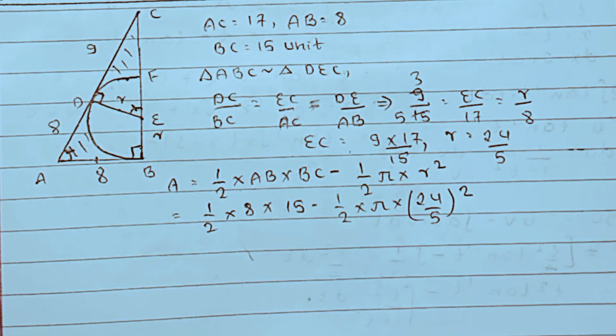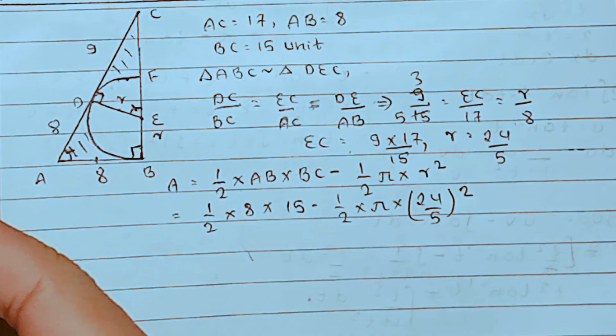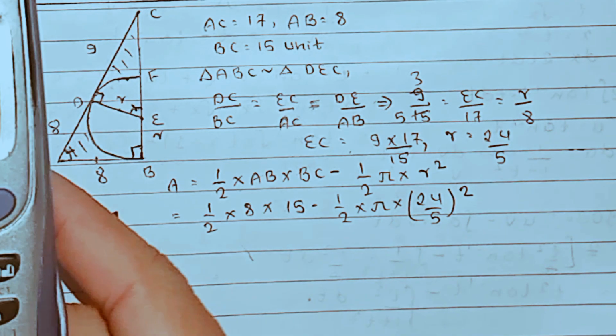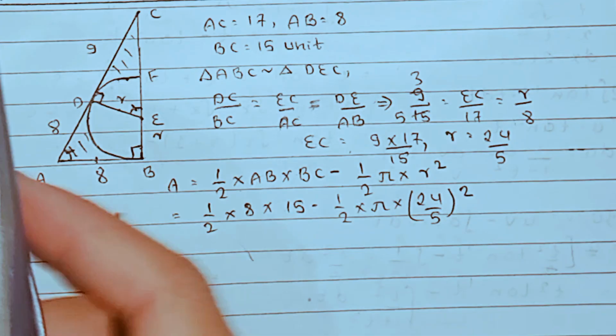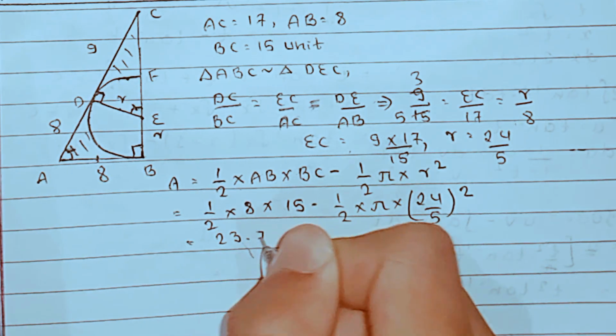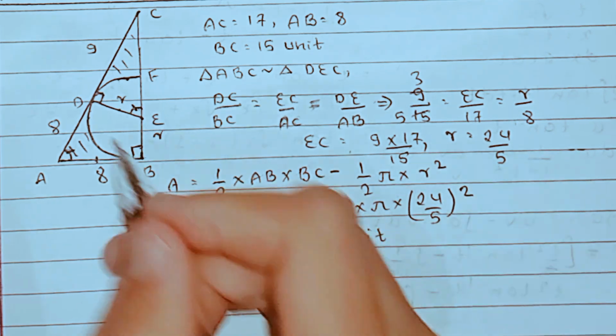Now we'll use the calculator very easily. So calculating, we'll get half of 8 multiplied by 15 minus 1 by 2 into 22 divided by 7 into 24 square divided by 25. In decimal it will be 23.79. So 23.79 square units is the required area of this shaded region.